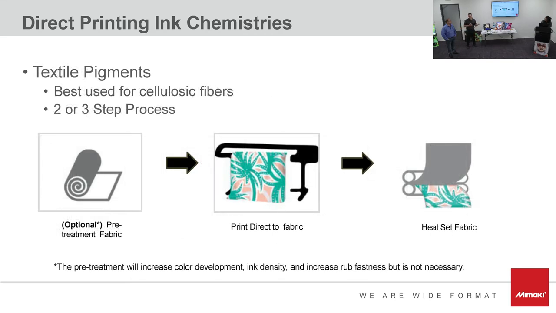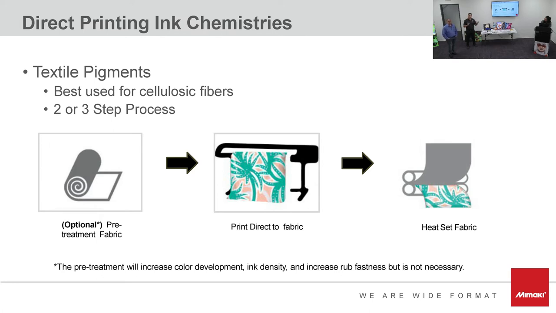What is much more popular for non-dye sub direct printing is textile pigments. And pigments are a little bit different from a dye, which gives them a different workflow and some different characteristics. First, I always like to compare dyes to pigments. So the first three inks that we talked about, dye sub inks, reactives, and acids, are all dyes. Pigments are different. They're sort of their own little group.